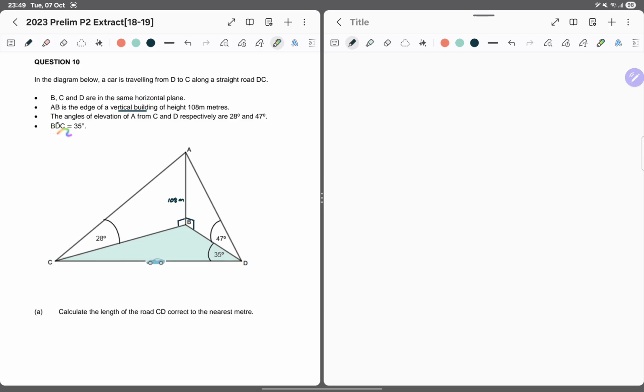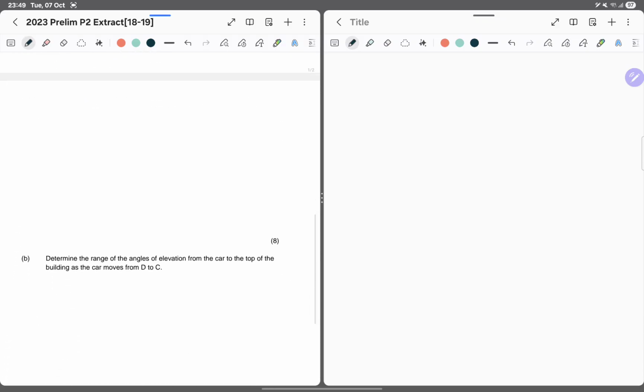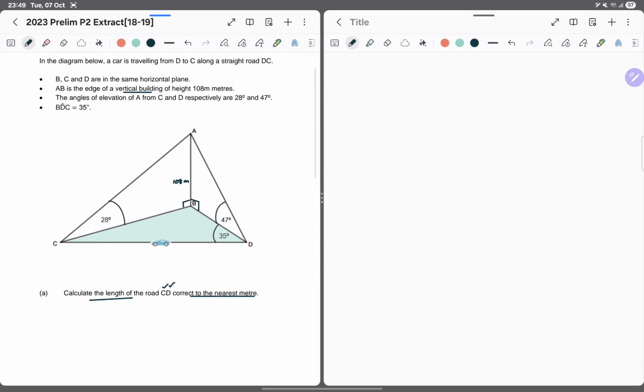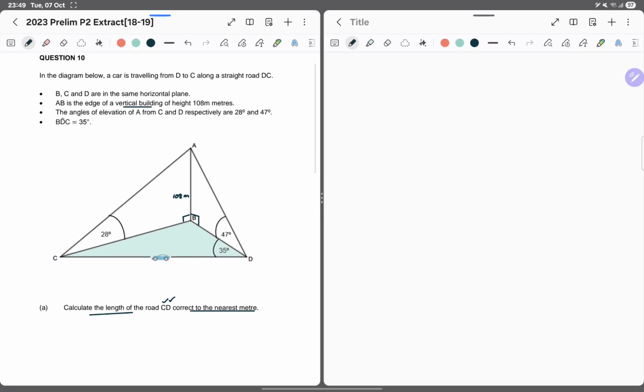Angle BDC is 35 degrees. Again, this is indicated, nice and easy. So the diagram is as we see it. What is the story right now? The story for us is to calculate the length of the road CD, correct to the nearest meter. Very important. There is a space dedicated for that here, but to avoid this up and down business, I'm just going to answer on my canvas. So there is question 10.